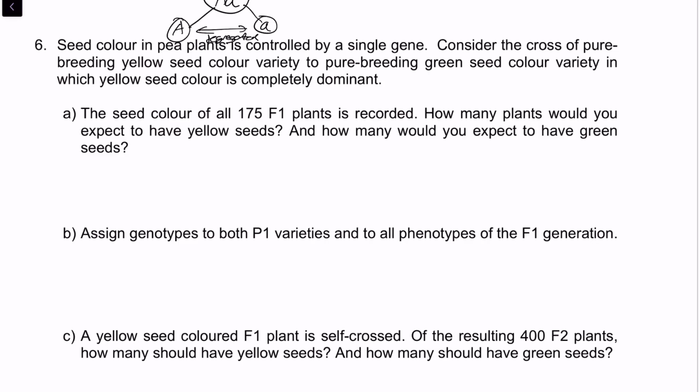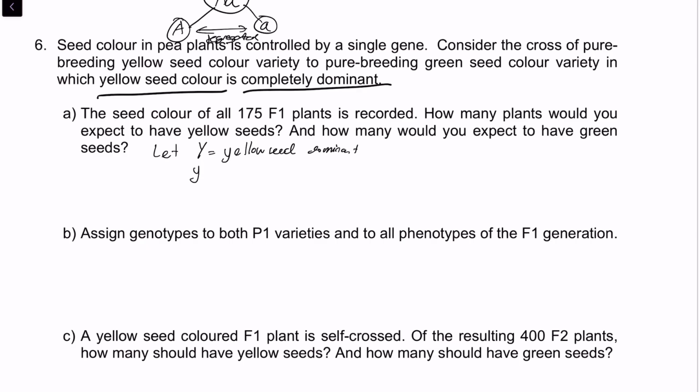So, question 6. Seed color in pea plants is controlled by a single gene. Consider the cross of a pure breeding yellow seed color variety to a pure breeding green seed color variety, in which yellow seed color is completely dominant. Okay, so let's just say that capital Y equals the yellow seed dominant.